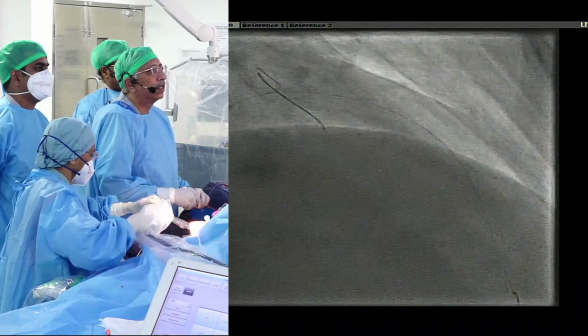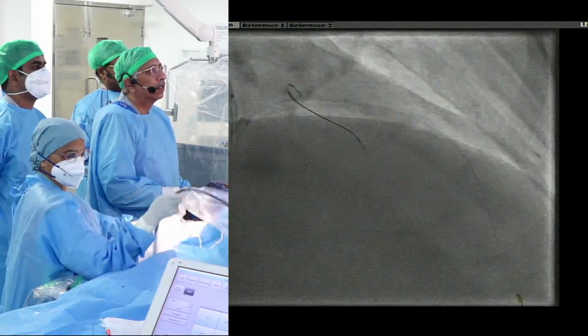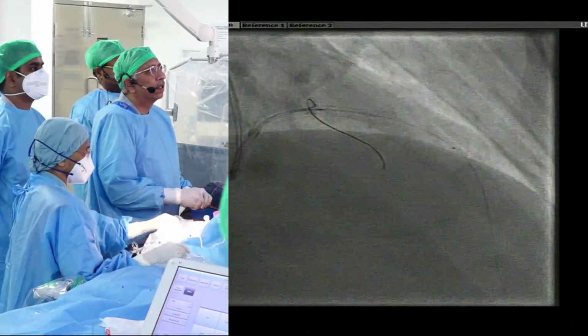You would not touch this vessel anymore because there's still thrombus there, there's sort of lysis in the vessel.